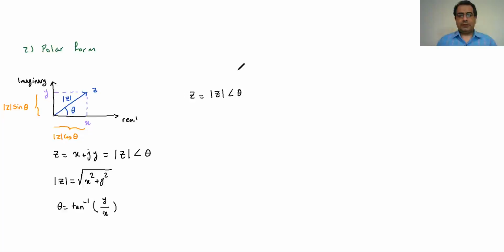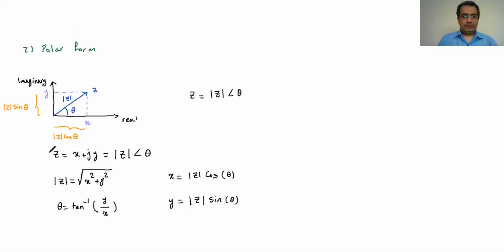So the same here, I can also say if x is z cosine of theta and y is z sine of theta. So these are the relationships between these two formats that we can write them.